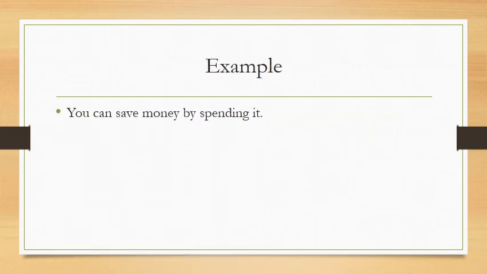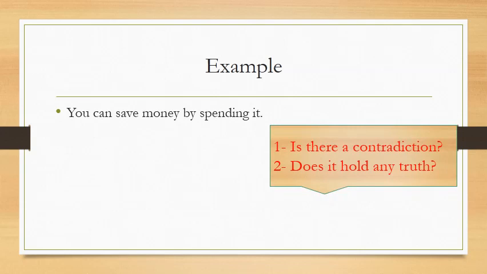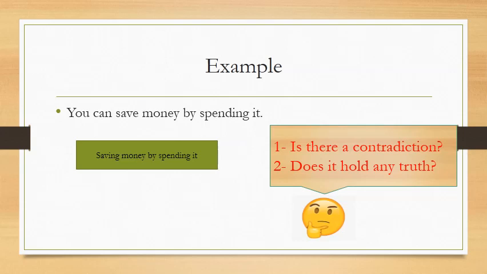Examples of a paradox. You can save money by spending it. The question will be to identify a paradox in the sentence. What are you supposed to do in that case? You need to ask yourself two questions. Is there a contradiction? Once you find the contradiction, you need to find the meaning of it. You can save money by spending it. Is it possible for anybody to save money if he spends it? There is definitely a contradiction. Saving money by spending it contradicts itself.